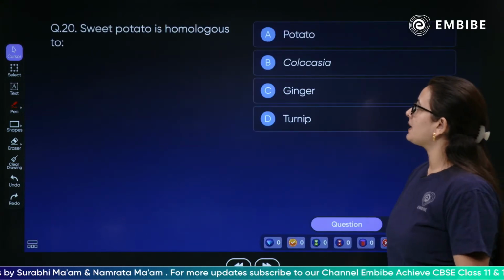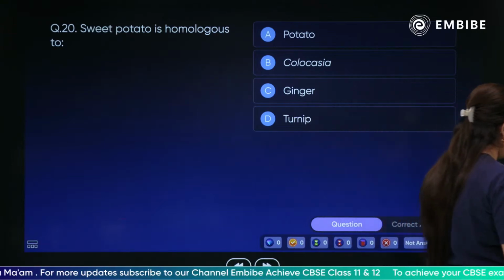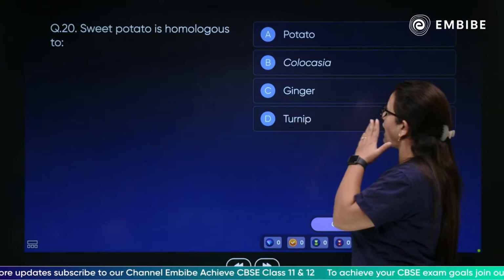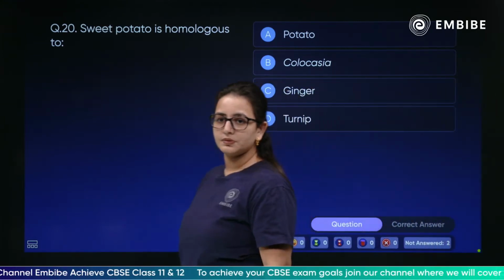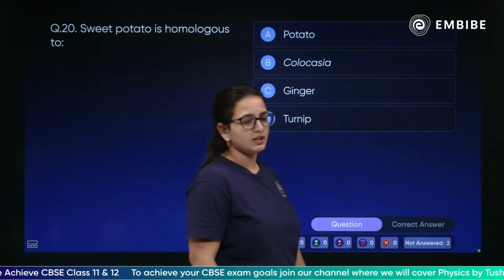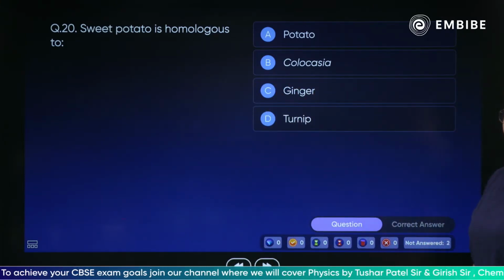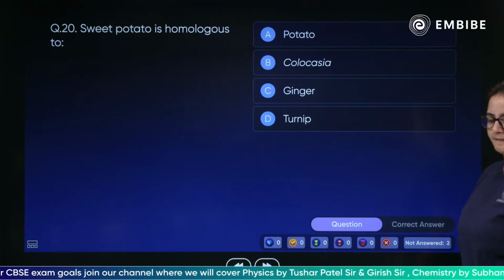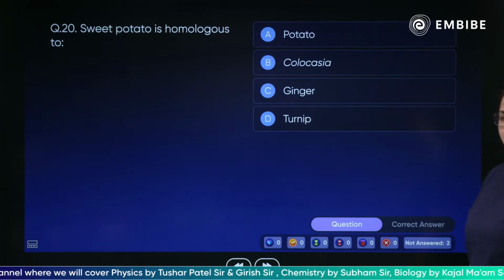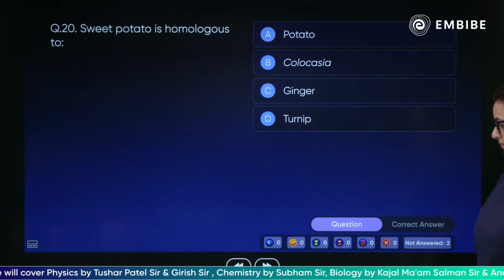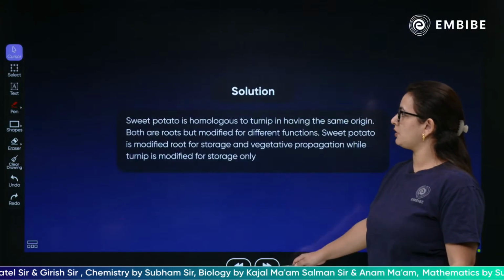Next, sweet potato is homologous to which particular plant? Potato, colocasia, ginger, turnip. The correct answer is the turnip. Sweet potato is homologous to turnip.